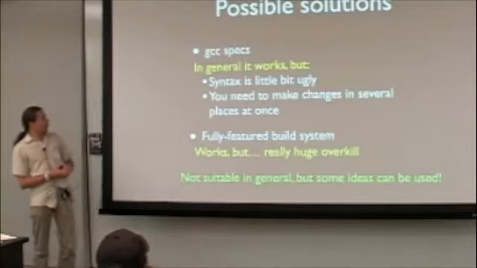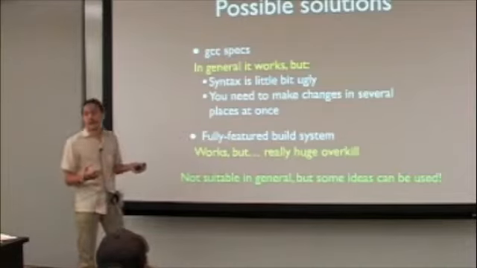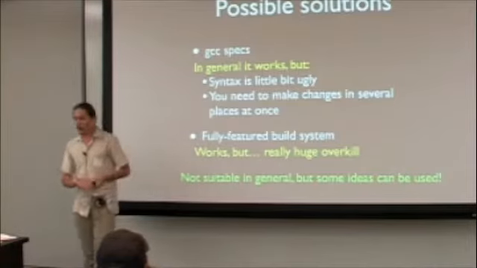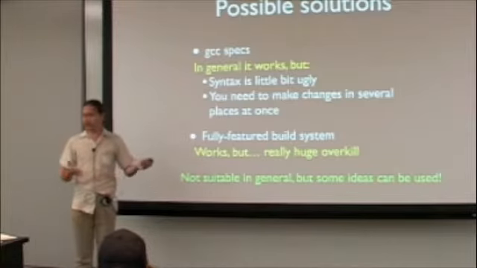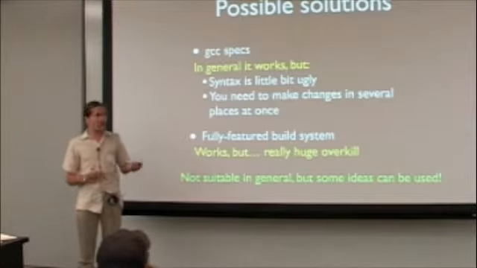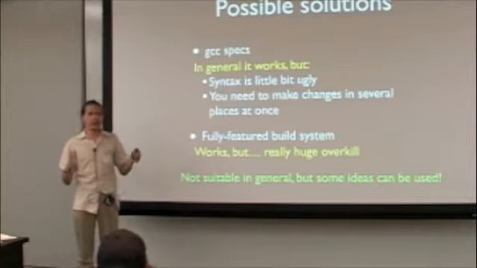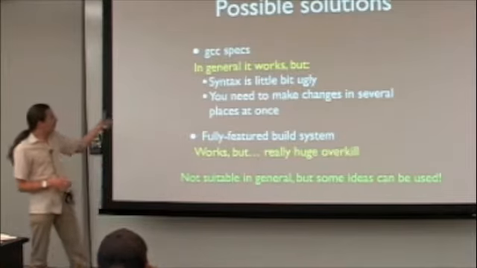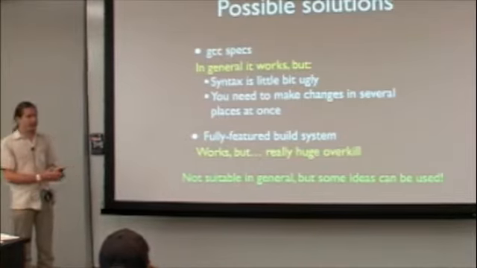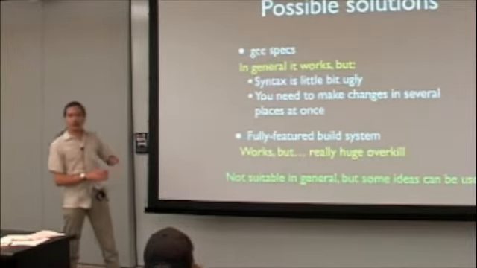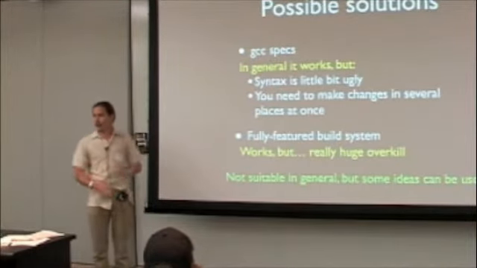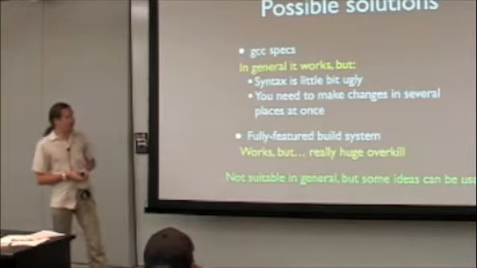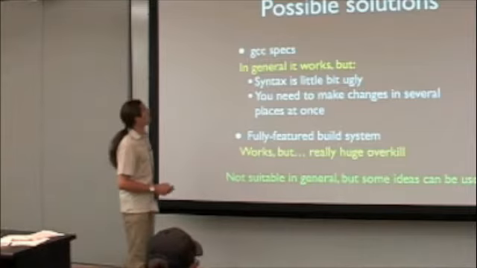And the fourth approach is the fully featured build system. For example, consider we want to take some build system like SCons and so on and use it to build a compiler driver on top of it. This approach works, but it is overkill, the solution is pretty big. So all these solutions in general work, but they're not suitable because either they are ugly or have some external dependencies, and so all this has some problems. But from this we can at least grab some ideas.